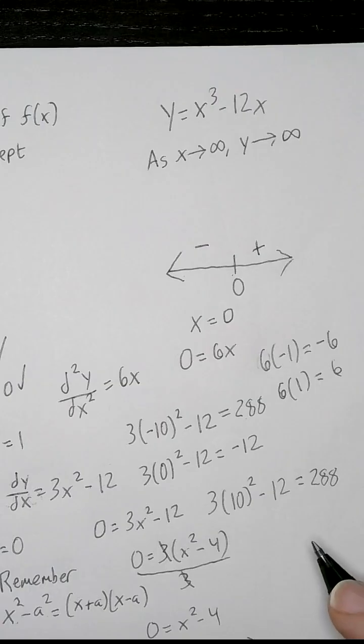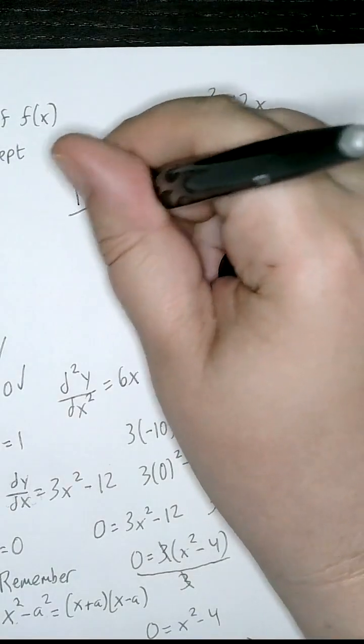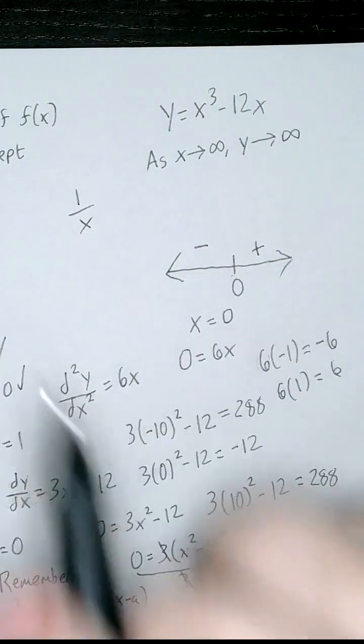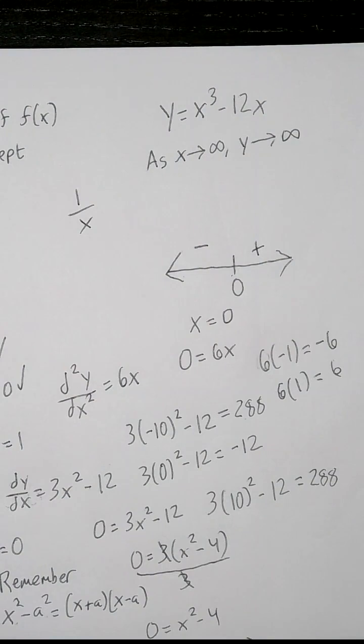And then, would y approach 0? Nope. That's if I had something like 1 over x. If I had something like this, then as x approaches infinity, y would also be infinity. So it is limit as x approaches infinity of y equals infinity.